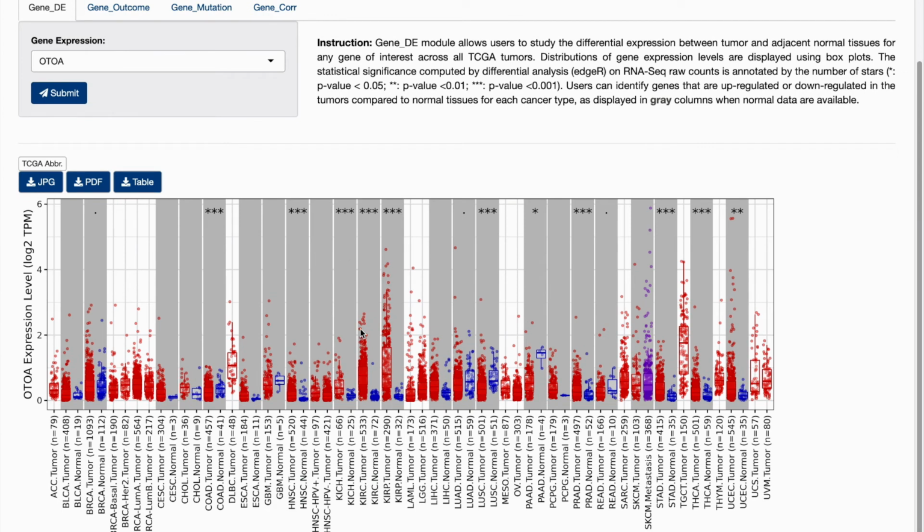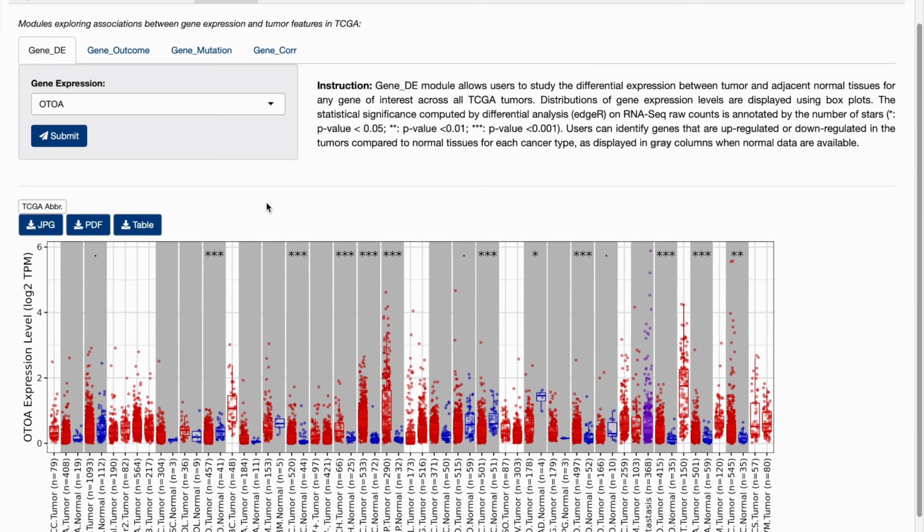You can see TIMER2 will output several box plots, and the red ones are the tumor samples, and the blue ones are the normal samples. So from this figure, we can see this cancer testis gene is significantly higher in tumor samples, which is consistent with the characteristic of these genes because it is a cancer testis gene.